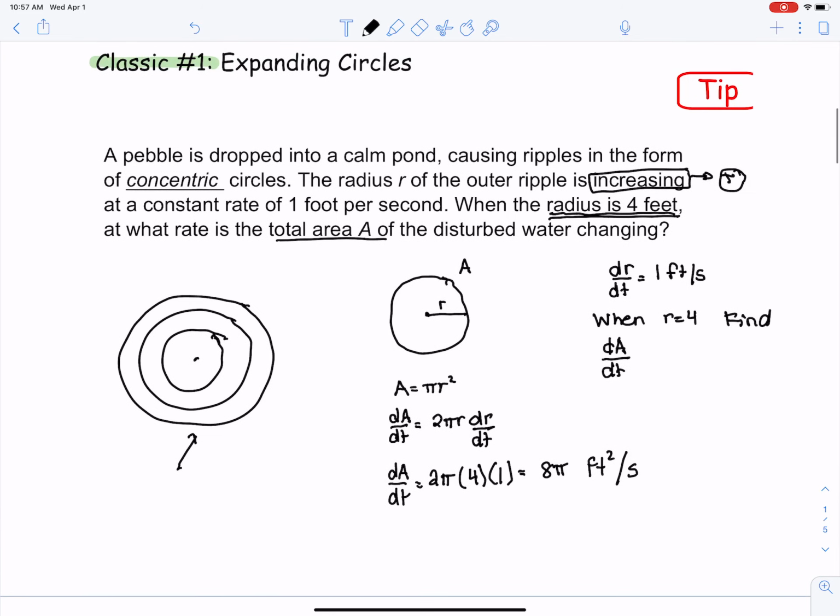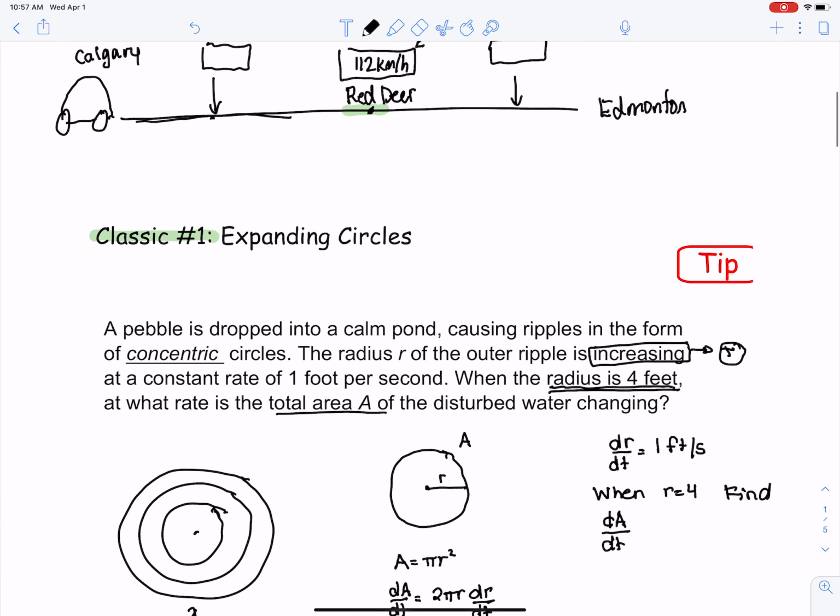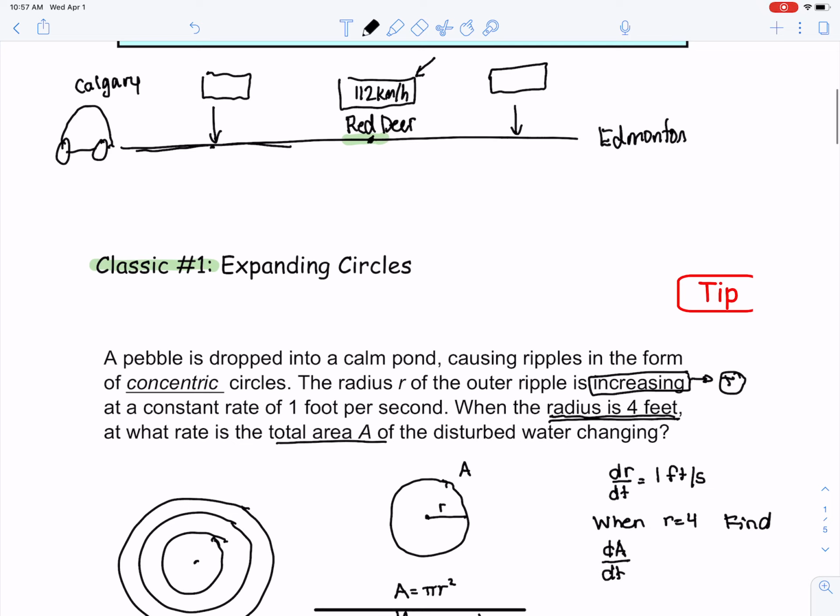So again, using the analogy of the Red Deer sign, when I hit the Red Deer sign and I look at my speedometer, it would be 112 kilometers per hour. But that doesn't mean that when I'm here, it would be the same thing. This could be that I was traveling 92 kilometers per hour at that moment.